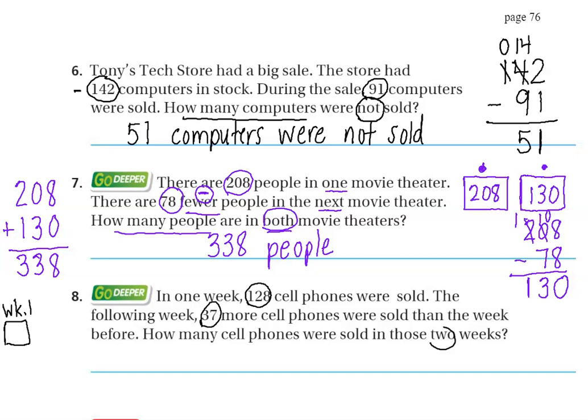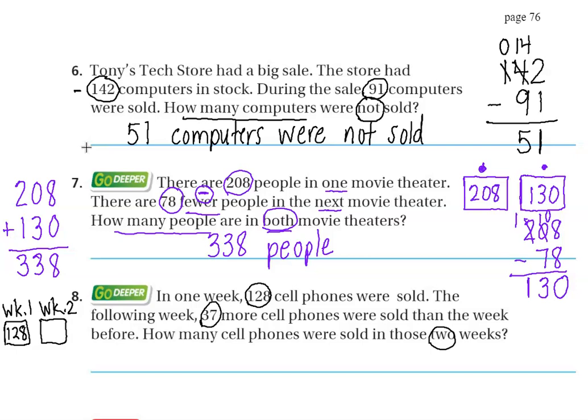And I know I have 2 weeks, so I'm going to draw a box here. This just gives me a visual. This is going to be the number sold at week 2. So I like this problem in the beginning here because 128 is already given to me. That's how many were sold in week 1. But I have to figure out how many were sold in week 2.